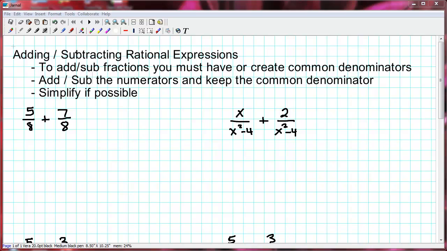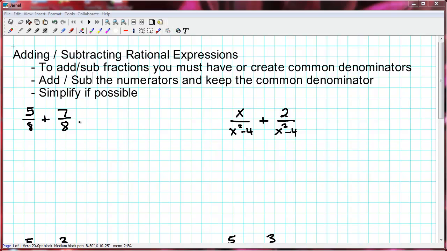Key thing when we're adding fractions is that we must have a common denominator. If we don't have a common denominator, then we need to create one. Once we have the common denominators created, we add or subtract the tops, the numerators, and we just keep the bottom as the common denominator. And then at the end we may need to simplify.